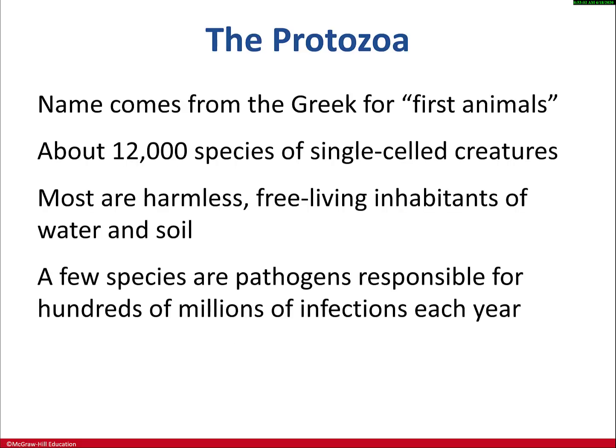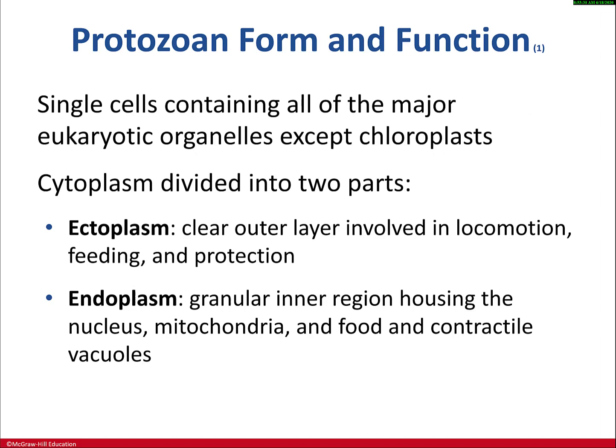The word protozoa comes from first animals, like a prototype. Proto, and then zoa, like zoo. So it's the first or early animal, and that's where that word comes from. It's Greek. There are 12,000 species of single cell creatures. Most are harmless, free living inhabitants of soil and water. And of course, there are hundreds of millions of infections.